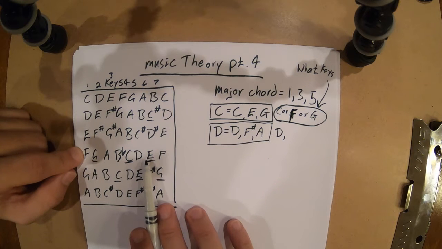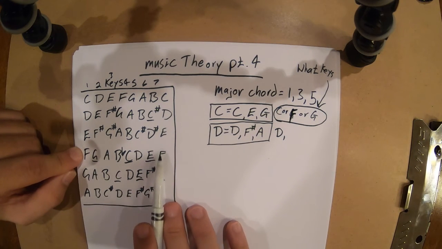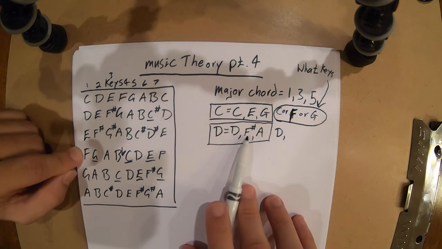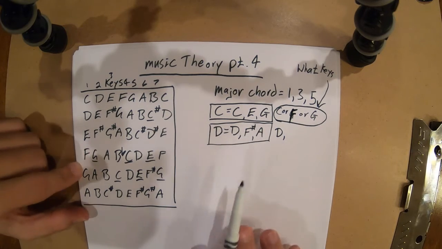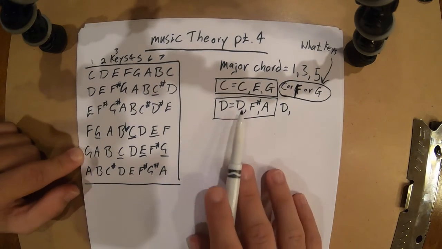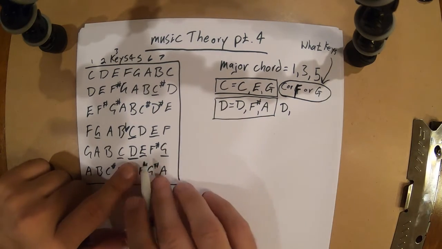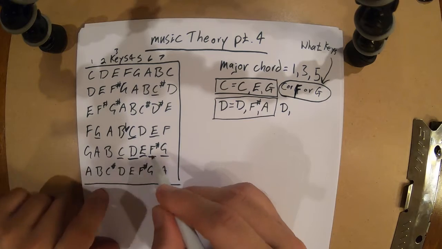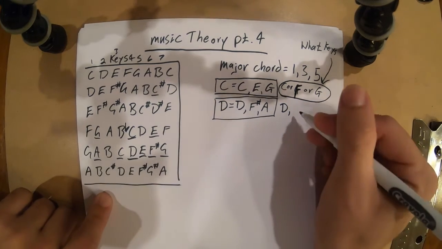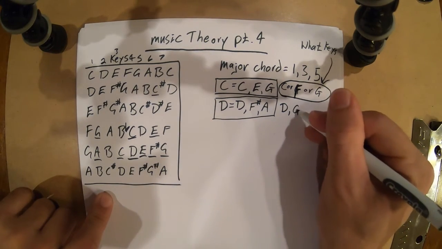Key of F. Well, that's a pretty quick giveaway. F is the key, and this has an F sharp in it. That's out. Key of G. Can we do it there? Do we have the D that we need? Yes. Do we have the F sharp that we need? Yes. Do we have the A? Yes. We can play D if we're in the key of G.